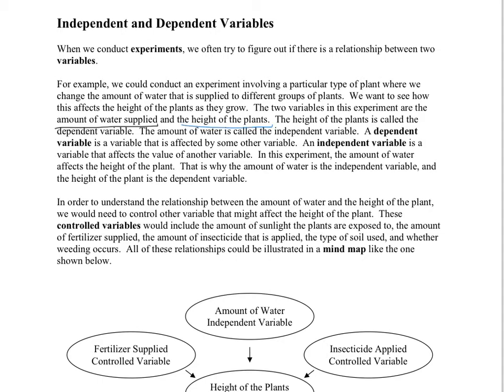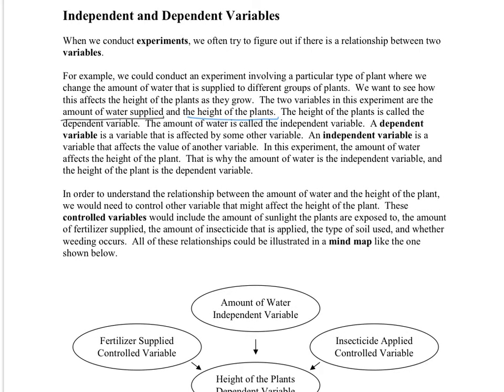Okay, and in this case, the height of the plants is the one that's going to be affected by the amount of water. So the height of the plants is what we call the dependent variable, because the height of the plants depends on how much water is supplied. The amount of water supplied is called the independent variable, because it doesn't matter what the height of the plants is. If we choose to just give them a half cup of water, that's what we're giving. It's independent. So again, dependent variable depends, that's the key, depends on the independent variable. Okay?